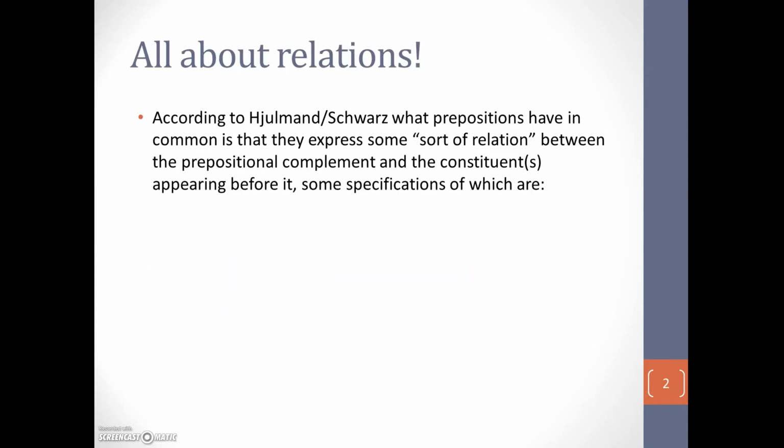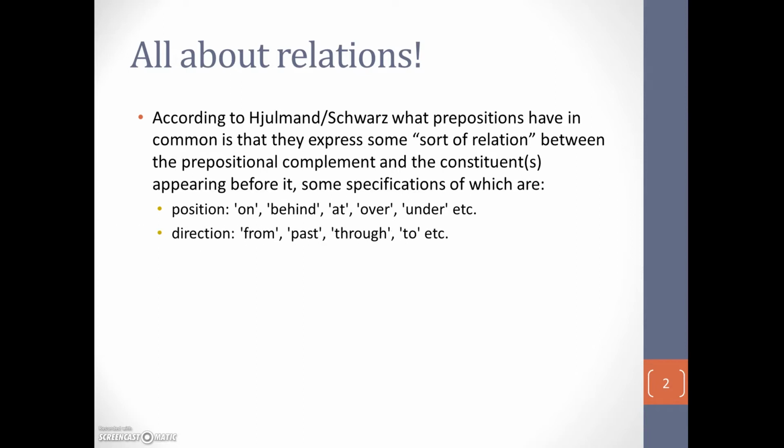Now, according to your textbook, prepositions have in common that they express some sort of relation between the prepositional complement and the constituents appearing before it. And some of the things that they can specify is a position in relation to one another, right? That something is on something or something is behind another thing. We can also use prepositions to indicate direction when you say from or past or through.